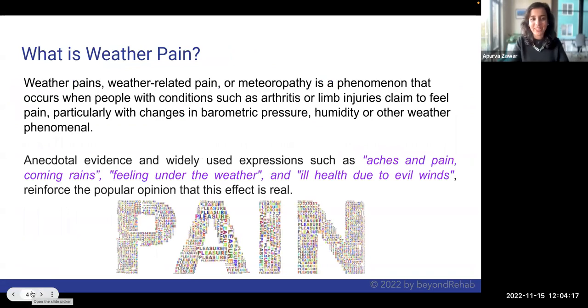So what is weather pain? There's been a term labeled as weather pain. Weather-related pain is a phenomenon which occurs primarily with people with an underlying condition such as arthritis or limb injuries, and they see a change in their pain with weather-related change, more of the pressure, humidity, and other weather factors. There have been common quotes like aches and pains coming rain, feeling under the weather, ill health due to the evil winds. Those have been commonly used by our ancestors, and that's how the body's functioning with the change in the weather has been described.